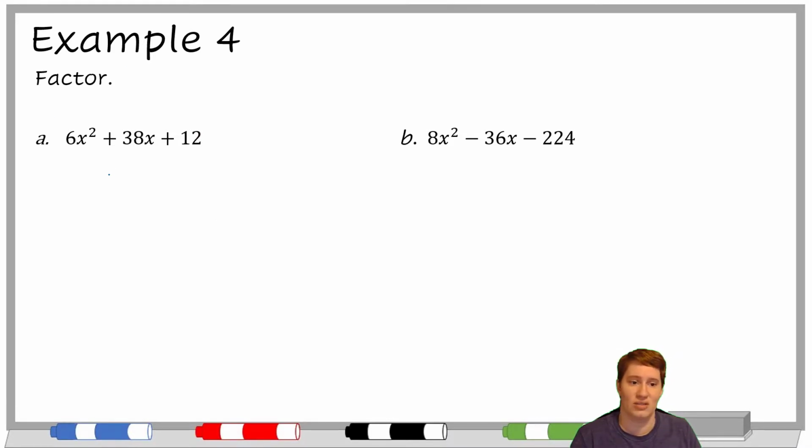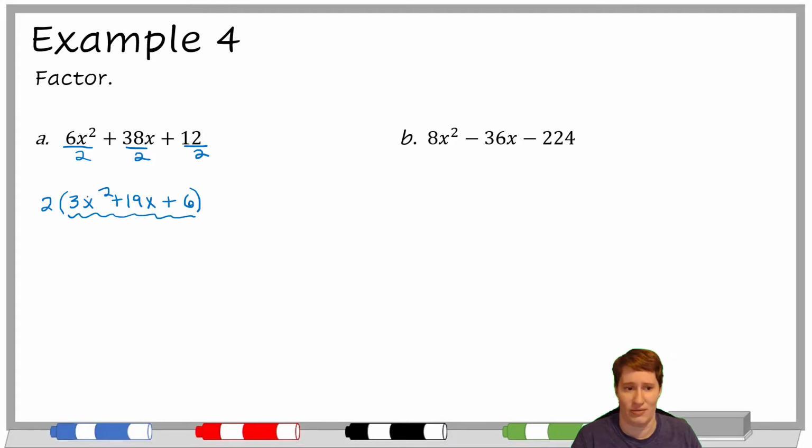So 6, 38, and 12 are all divisible by 2. It's a sad day that we can't divide by 6, but we're gonna power through. I believe in you and me and us. Okay, so I take out the 2, and that leaves me with 3x squared plus 19x plus 6. Okay, now what? We're going to ignore the 2. It needs to be in our answer, but we're going to ignore it for now and say, how do I factor 3x squared plus 19x plus 6?